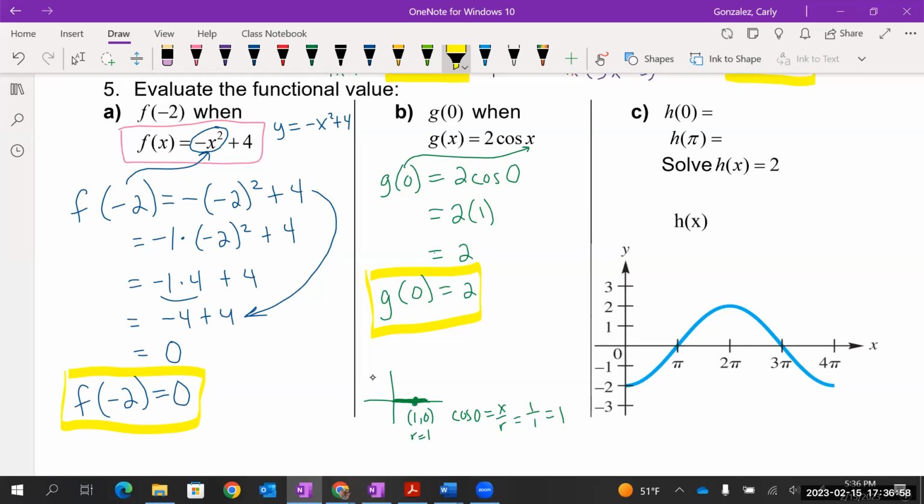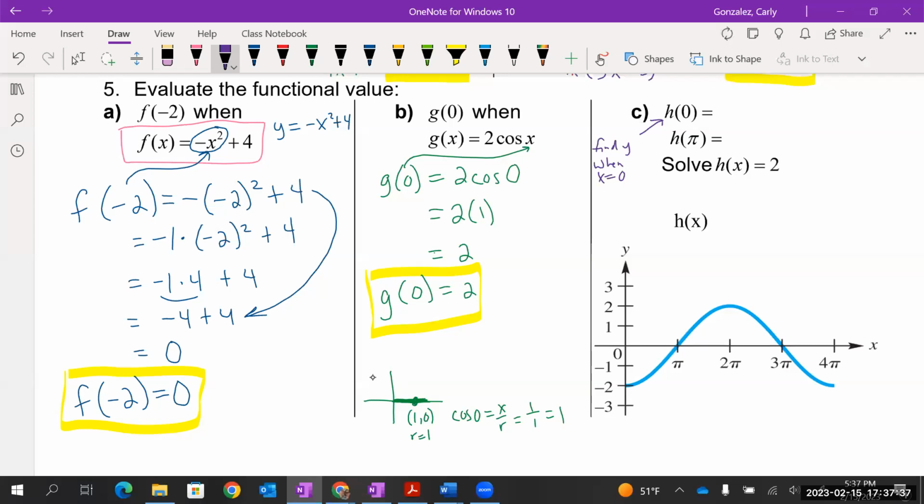Now for part C, we are not given an equation. Instead, we are given a graph, h of x. So we're going to use the function notation and see how it applies to the graph. So the first one, h of 0. Let's take a look at that. This h of 0 is telling me to find y when x equals 0.